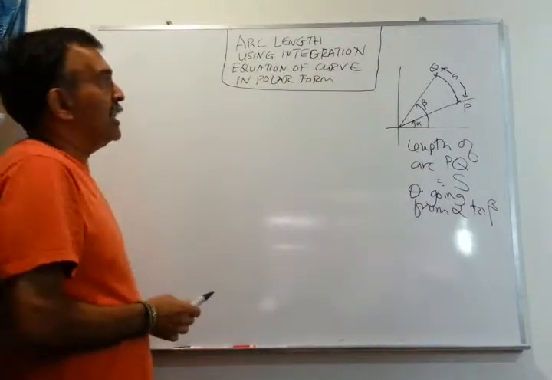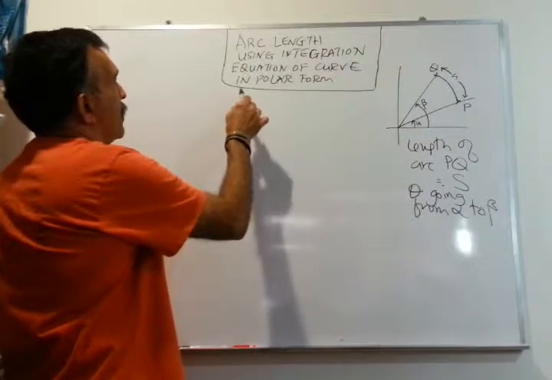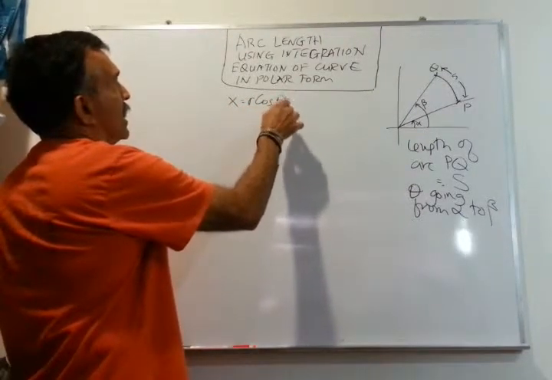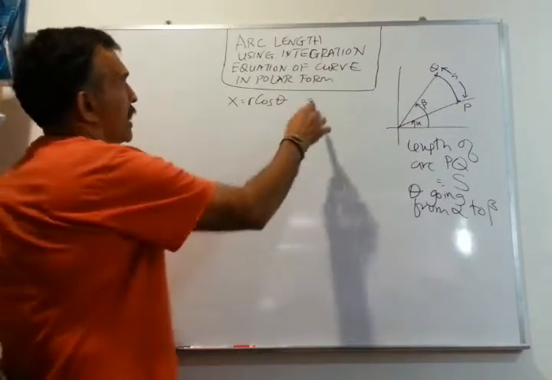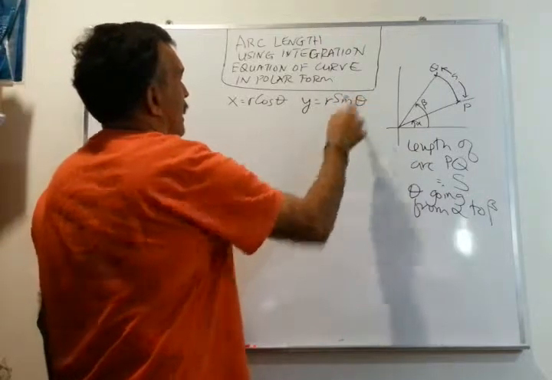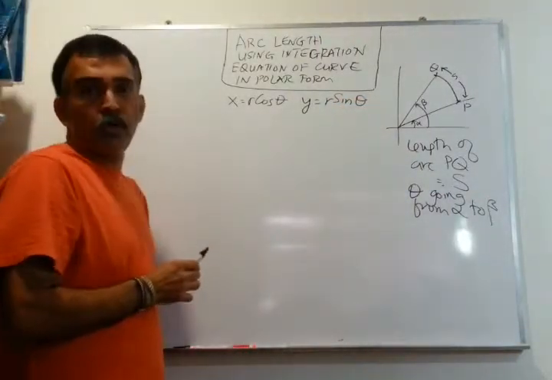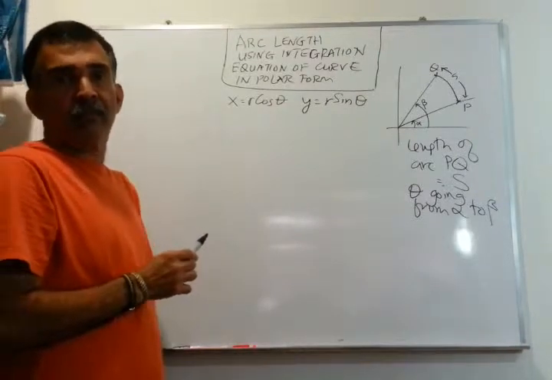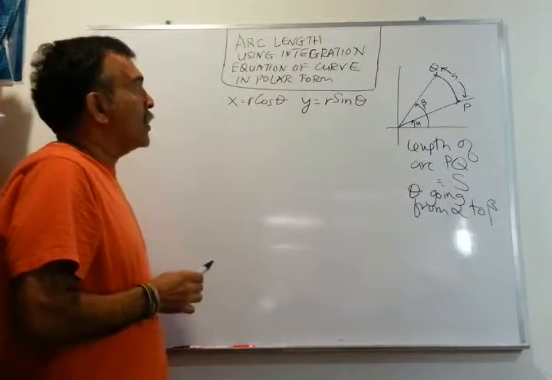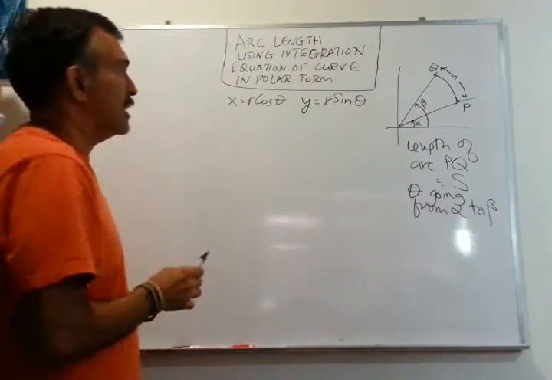Great. Let's start slowly. If you're dealing with polar form, x will be equal to r cos theta, and y will be r sine theta. Now, if you're not familiar with these things, then you might want to review your polar coordinates first before you come back and listen to this video. So x is r cos theta, and y is r sine theta.